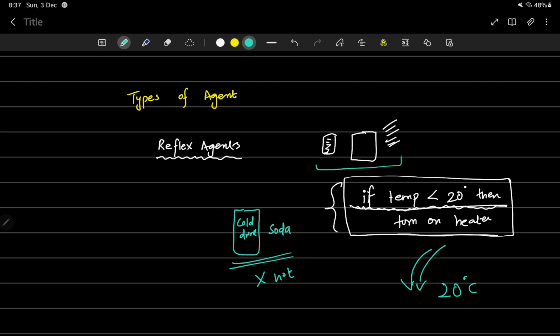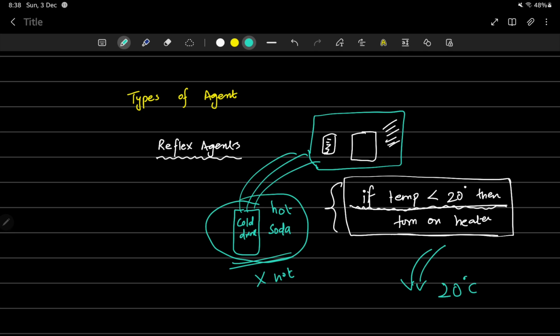This thermostat will turn on the heater, and it will actually heat up this soda of yours, and then it will become hot, right? Now this is a weird example, but the main point of it is, it did not consider the consequences, the future consequences.